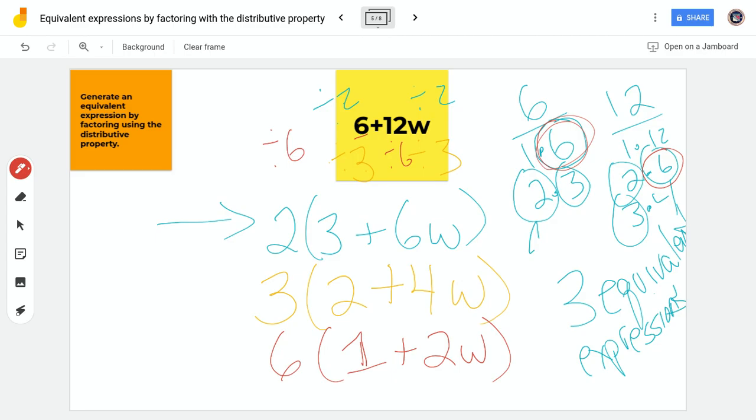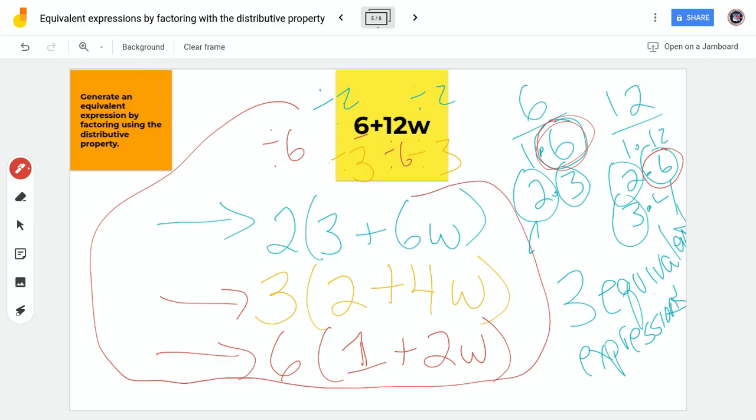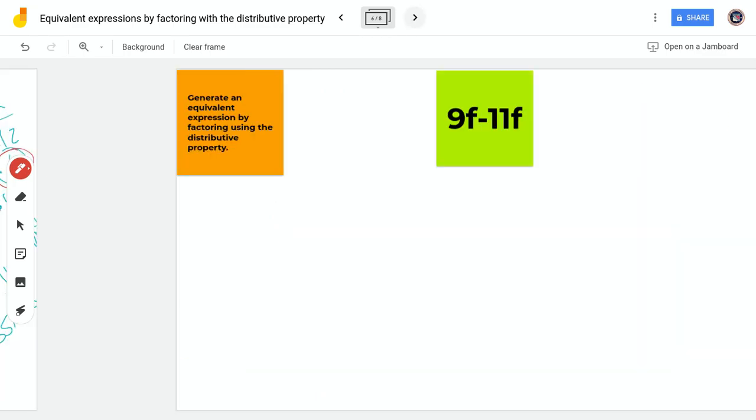All 3 of these are equivalent expressions. So this is equivalent to all of that. Ooh, right there. All equivalent. Neat stuff. Who'd have thought you would do this in 6th grade? Nice work.